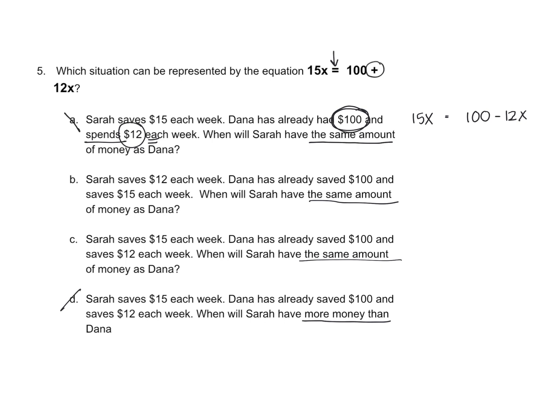For answer choice B, we have Sarah saves $12 each week, 12 times x. That's all that we have for Sarah, so we would then put our equal sign. In our equation, 12 times x is not on its own. It's attached to that plus 100, so B is eliminated. For C, it says Sarah saves $15 each week. Dana has already saved $100 and saves, adding 12 each week, plus 12 times x. This is our match, so this is our answer.